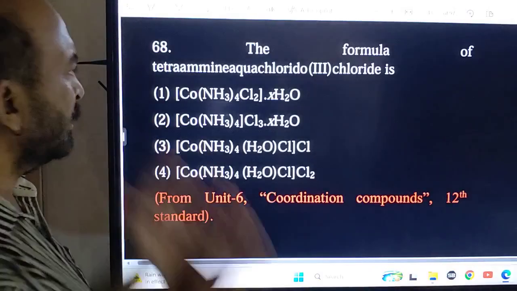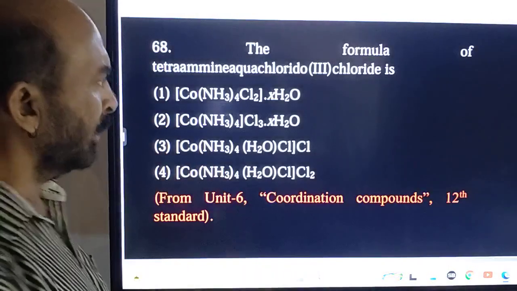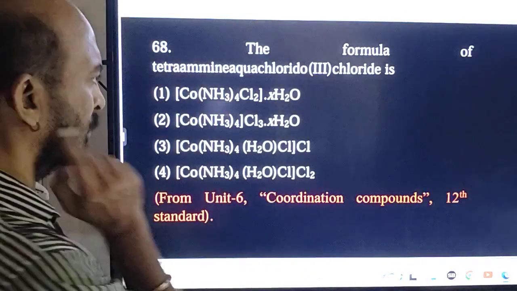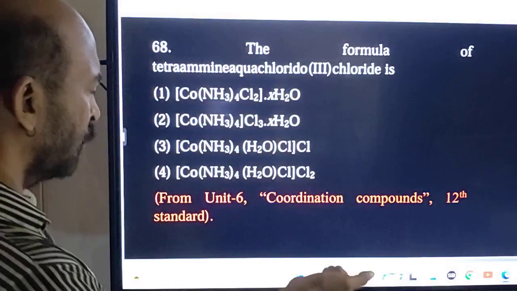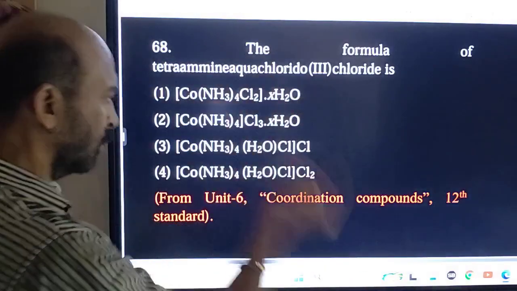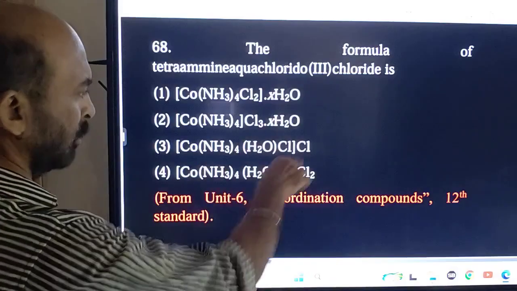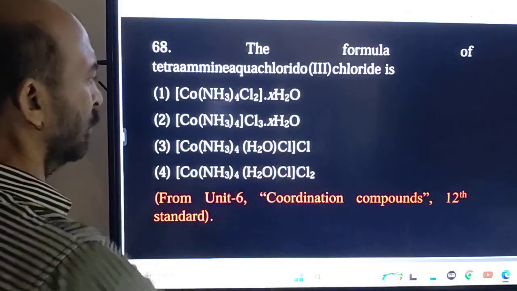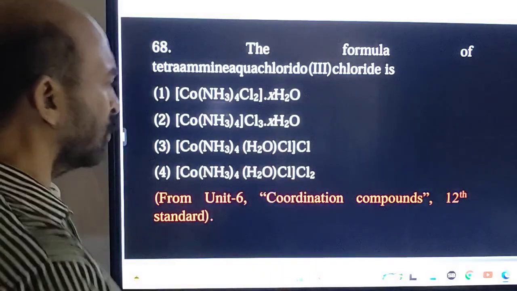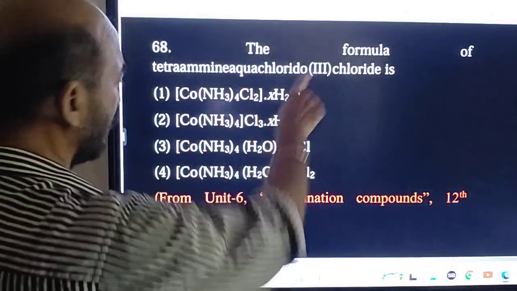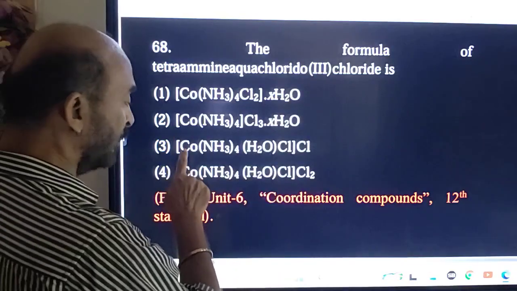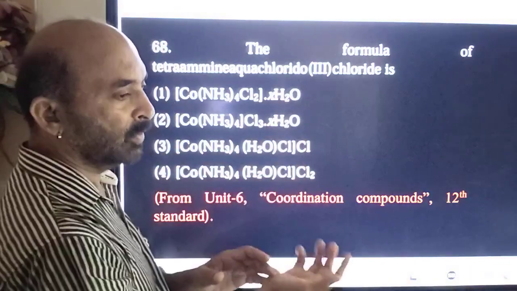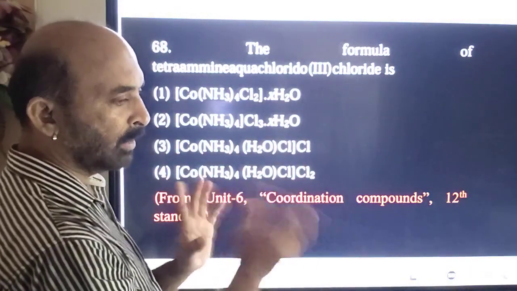The formula of tetraammine aqua chlorido cobalt(III) chloride. Tetraammine means 4 ammonia molecules must be there. Aqua, 1 water molecule must be there. Chlorido, 1 chlorine must be within the complex ion. Tetraammine aqua chlorido. And what about the chloride? It is 3. Cobalt is 3, having 3 positive charge, so there must be as a whole 3 chloride ions, not 2 or 1.